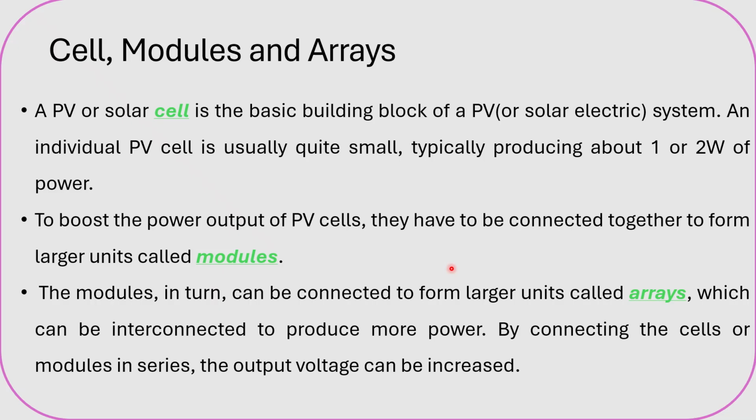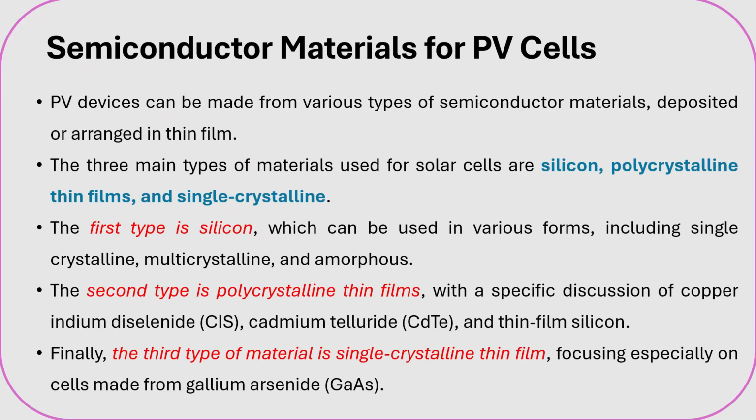Okay, so we'll move on to the next part, which is actually the types of materials, or the semiconductor materials, in a PV cell. PV devices can be made from various types of semiconductor materials, either deposited or arranged in thin film. There are basically three main types of materials used for solar cells. They are silicon, polycrystalline thin films, and single crystalline.